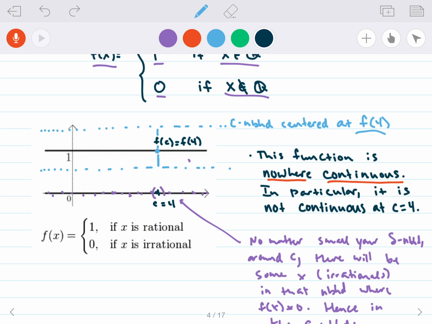And so you can apply this logic to any c, like any arbitrary c in the real numbers, and we can always say, okay, well, I can make a neighborhood around c as small as I'd like, but guess what? I'm still going to have infinitely many rationals and infinitely many irrationals in that neighborhood. And so there's going to be this jump, right?